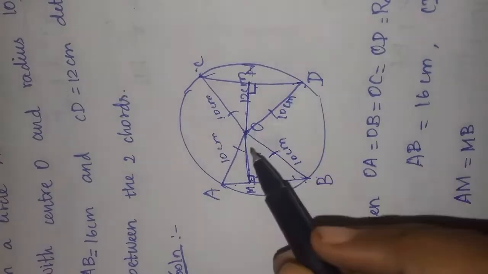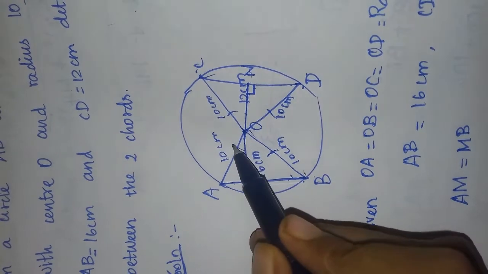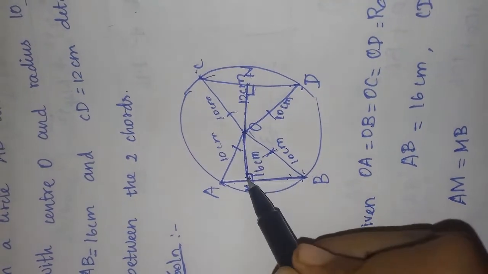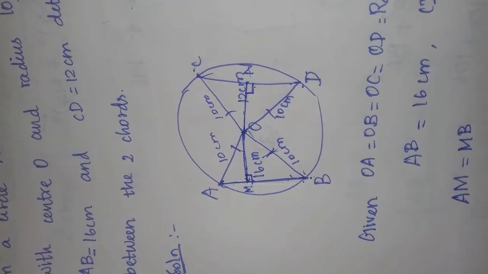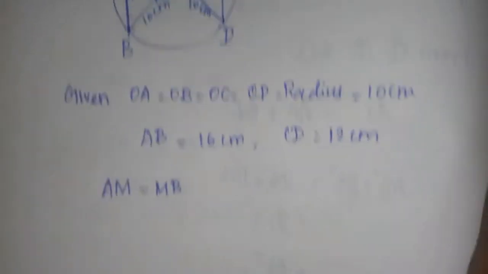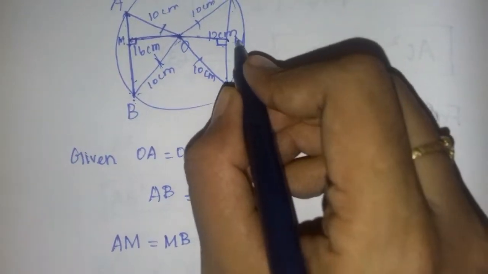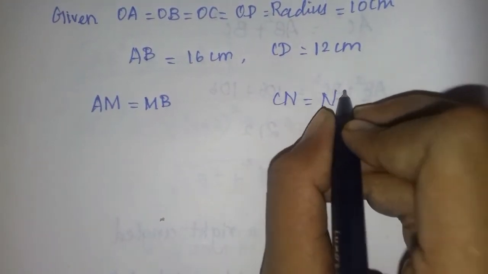For this you can see the diagram like this. Wait. See the diagram in this way. This is the chord and these two are radii. These two sides are equal. We are drawing a perpendicular line from the center. Then what will we say? These two sides will be equal. Do you remember this? By that theorem we are writing AM is equal to MB. Similarly, CN is equal to ND.